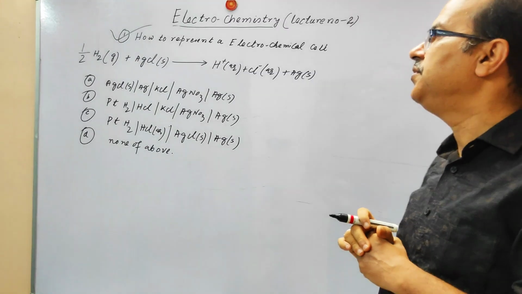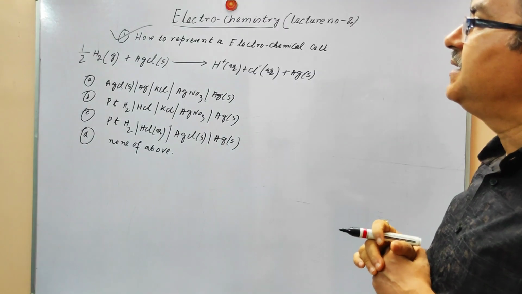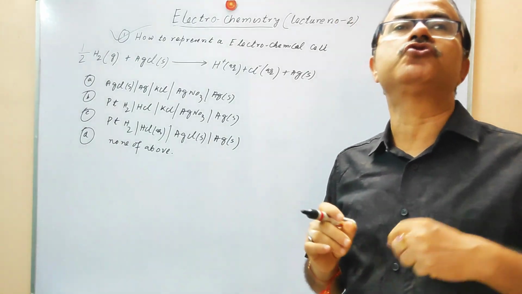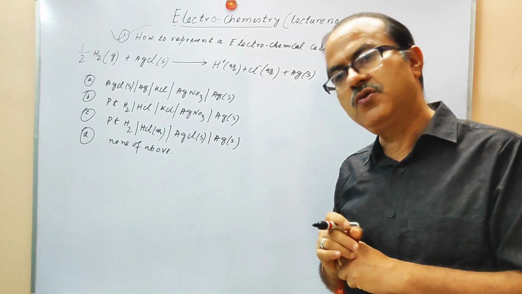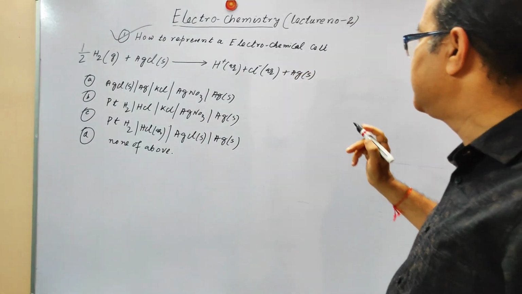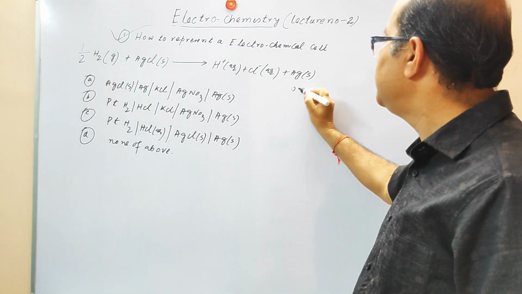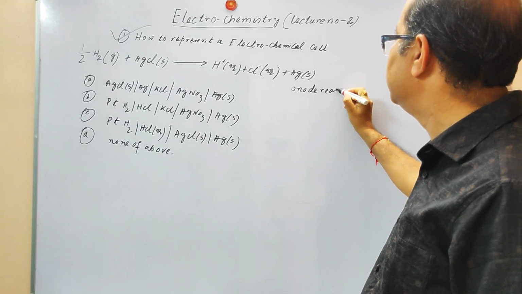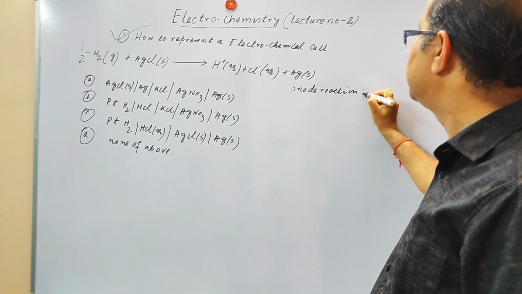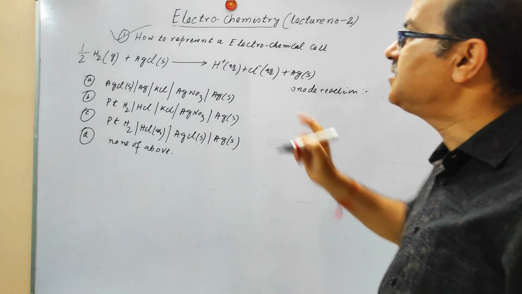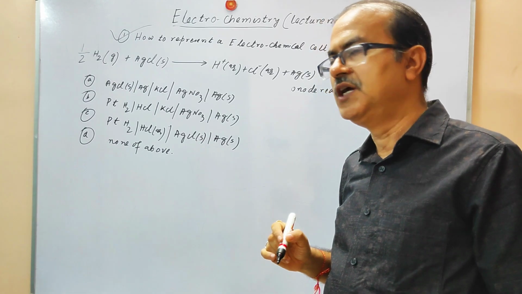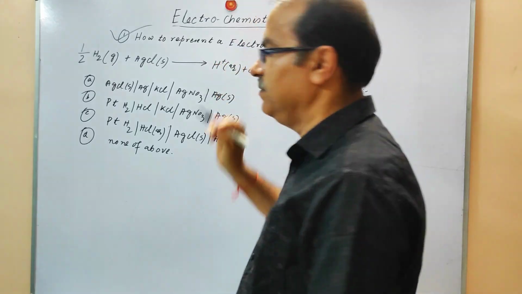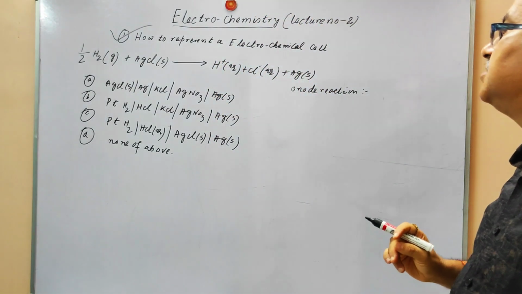For that, what you have to do? You have to see the anode reaction and the cathode reaction, meaning where oxidation occurred and where reduction occurred. So for that, we have to look at this reaction. First, we will see the anode reaction, that is the oxidation reaction. Here you can see hydrogen is oxidized because its oxidation number is increased from 0 to 1. So here hydrogen is oxidized.